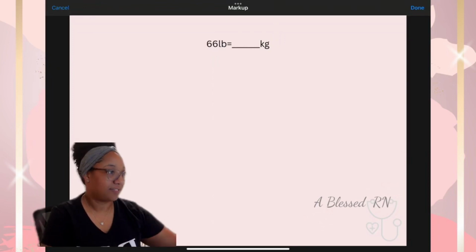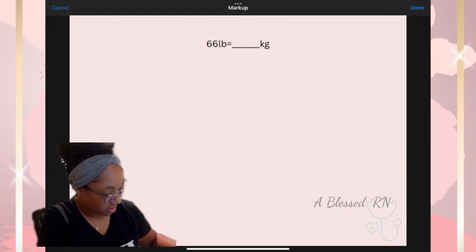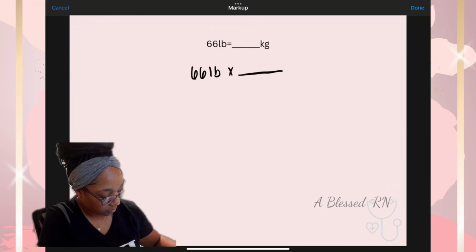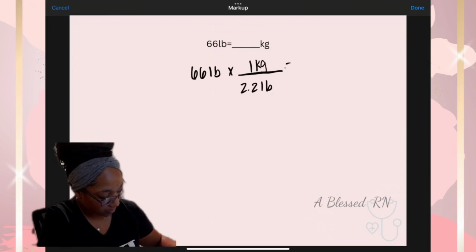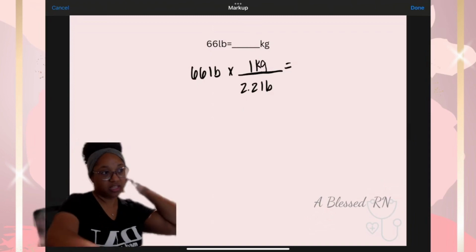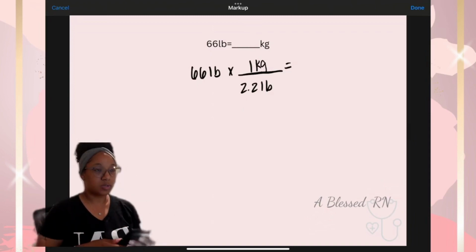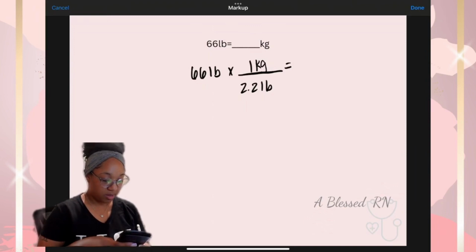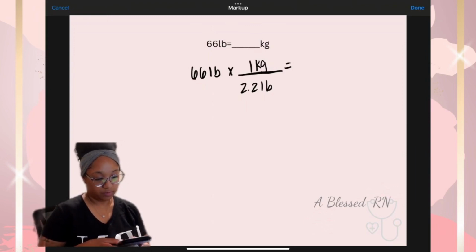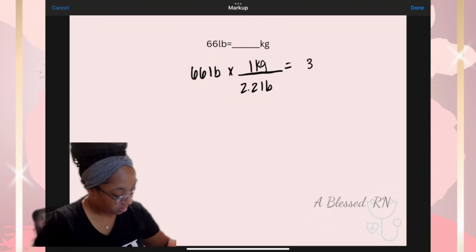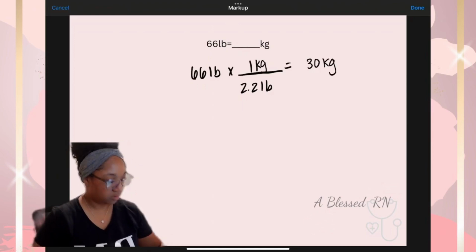So yeah, it'll stick. 66 pounds. 2.2 pounds is in 1 kilogram, so you divide by 2.2. And if you're turning kilograms into pounds, you would multiply. You just flip it the other way around. So it's 30 kilograms.